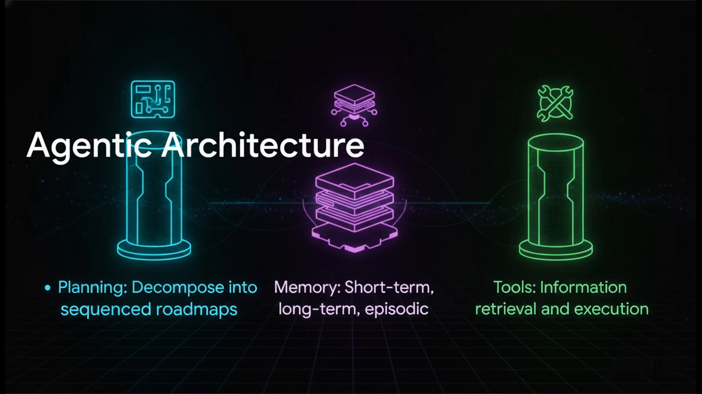Second is memory. You need the short-term context window, long-term memory via vector databases, and retrieval-augmented generation to recall historical context, and episodic memory to track state so workflows can quickly recover from crashes.